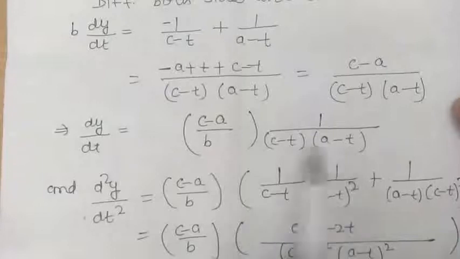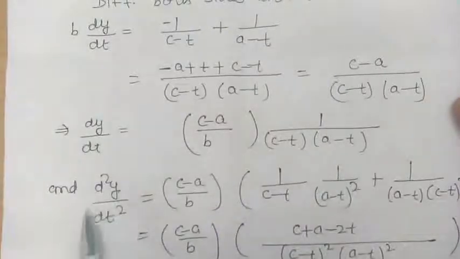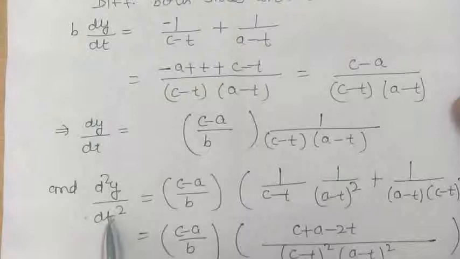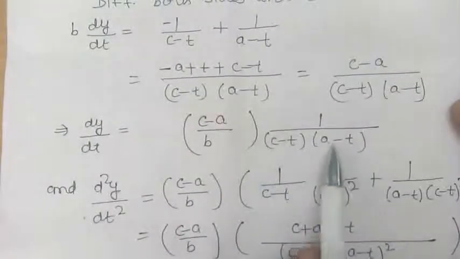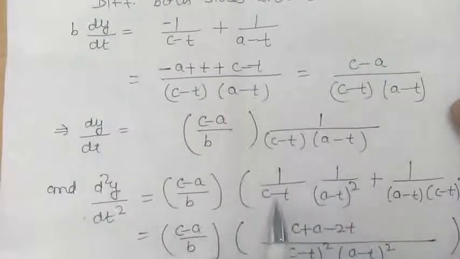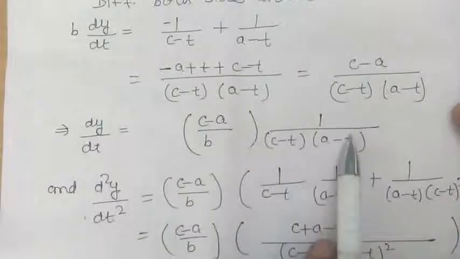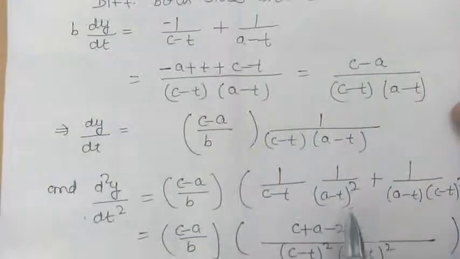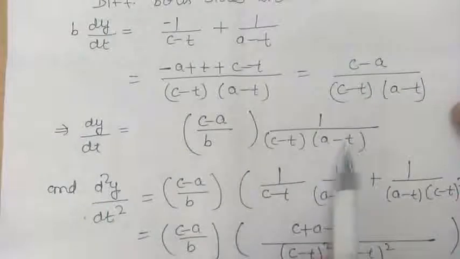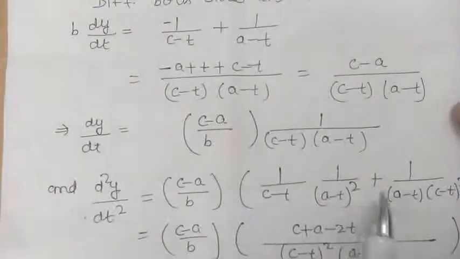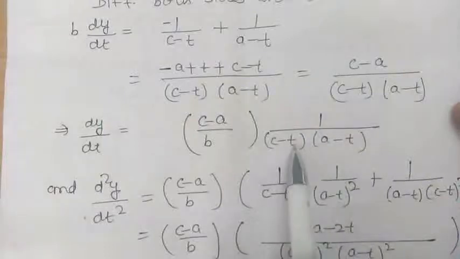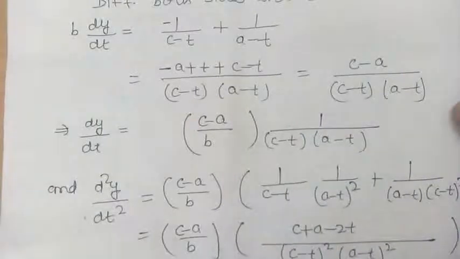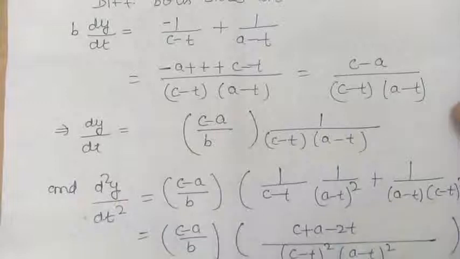Now again differentiating this term, we get d2y by dt2 is equal to (c minus a) upon b, which is constant. Here we can use the product rule. The first function, 1 upon c minus t, will remain as it is. The derivative of this term is minus 1 upon (a minus t) whole square. Then the derivative of a minus t will be minus 1, plus the second term as it is, and the derivative of 1 upon c minus t will be minus 1 upon (c minus t) whole square into minus 1.